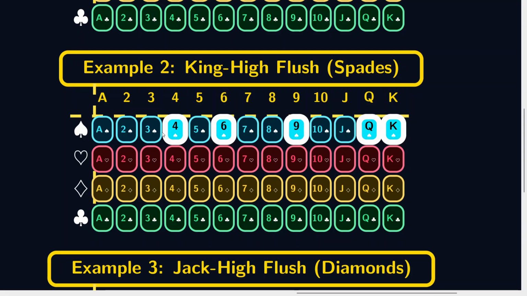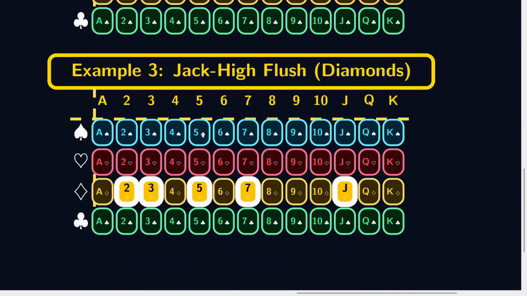The third example is a jack-high flush of diamonds. All 5 dots sit in the diamonds row, the third row of the grid. The highlighted columns are jack, 7, 5, 3, and 2.